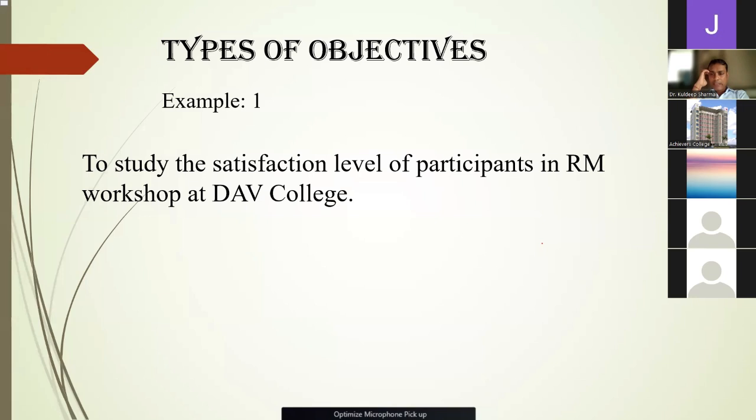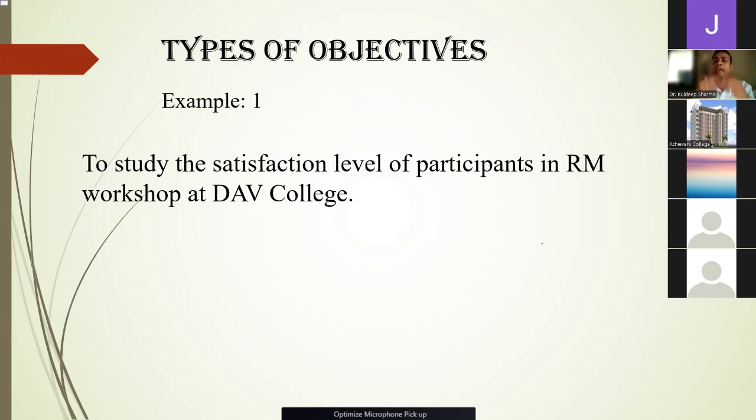Yes, Steffi, ma'am, I think you want to say something. Okay. Anybody else? Remember one thing, in the primary phase, we have realized here we have only one variable. Is it the RM workshop? That I will tell you, ma'am. RM workshop is not a variable. It is a constant variable. Okay, sir. RM workshop at DAV College is a constant variable. Okay.